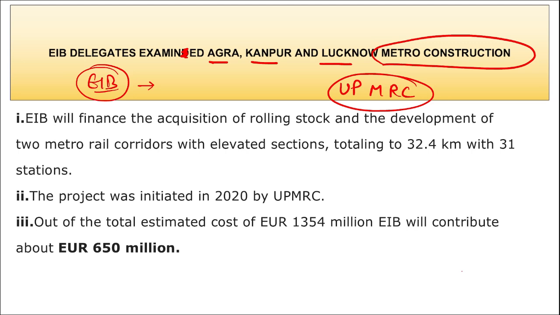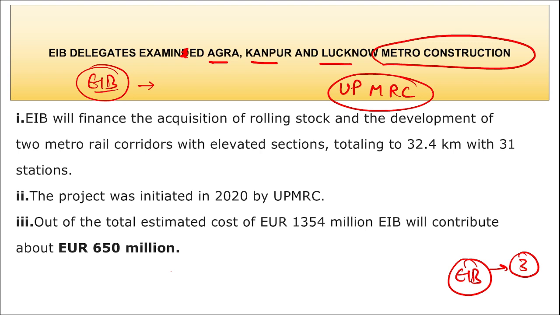So I repeat, it is your European Investment Bank. They had a 3-member delegation, and this delegation was examining the metro work that is going on in Agra, Kanpur and Lucknow. This metro in Agra, Kanpur and Lucknow is being developed under the UP Metro Rail Corporation. And remember why they are examining it, because EIB has recently invested or funded these projects. These projects are on par with the international quality and safety standard.